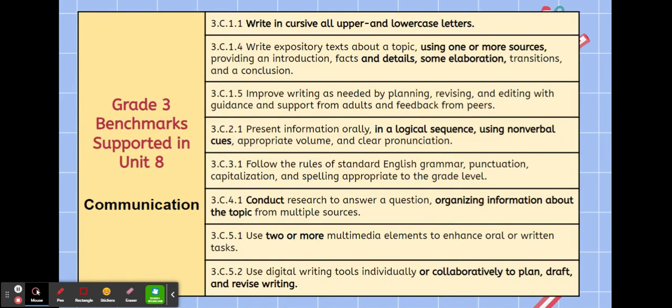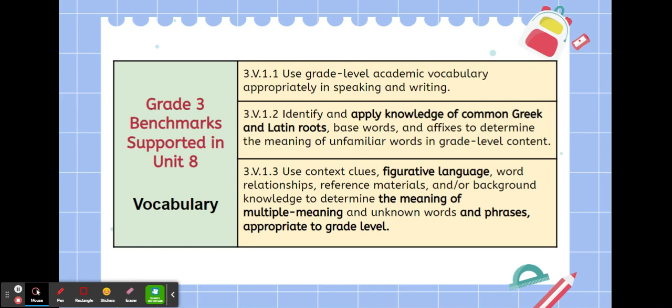On this slide, we have the communication strand. Please take a moment to read the communication benchmarks that are supported in this unit. Finally, please take a moment to read the vocabulary benchmarks that are supported in this unit.